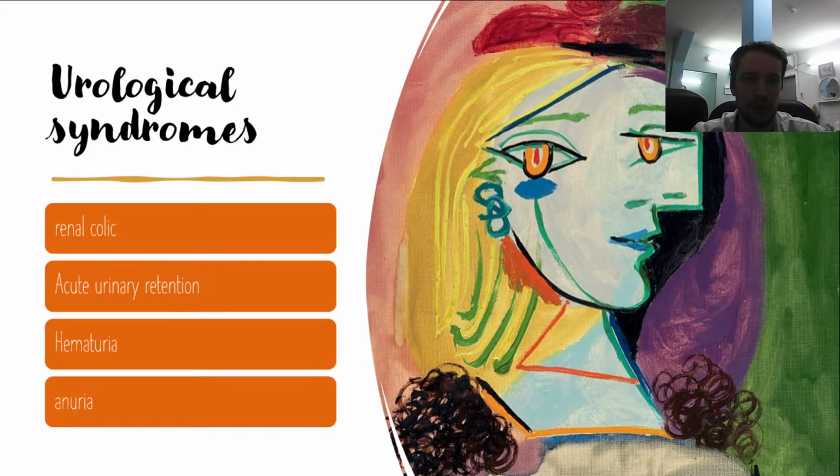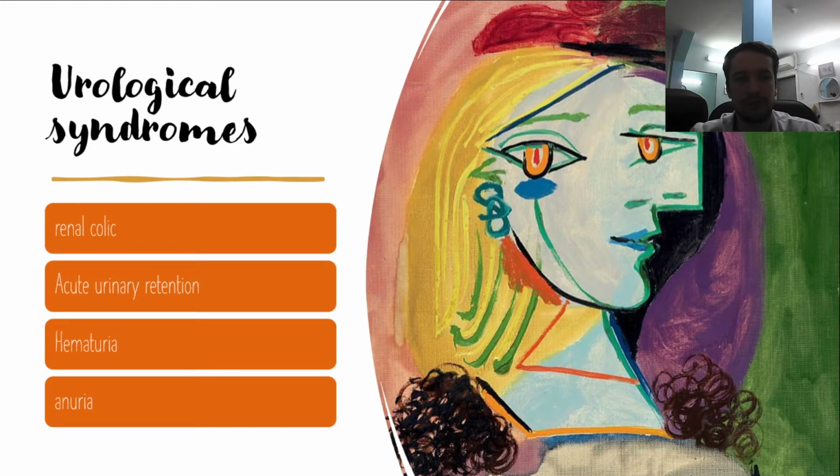The next one is acute urinary retention. It's a syndrome when the patient hasn't got a chance to take all the urine away from the urine bladder. The patient has some urine, but he can't take it away from the urine bladder.